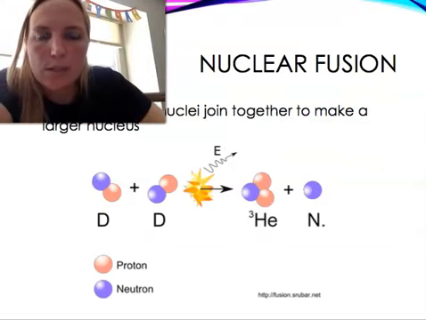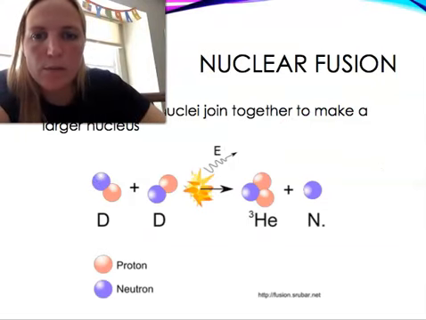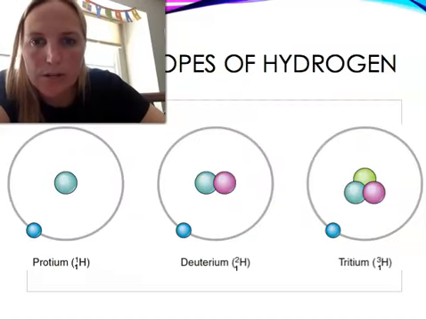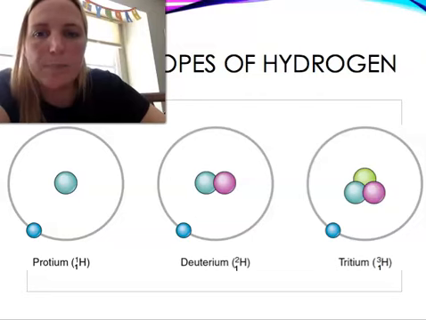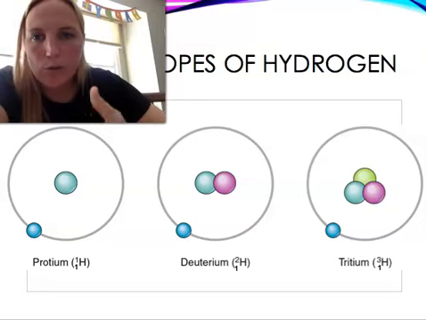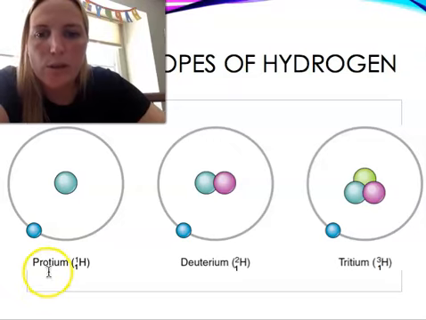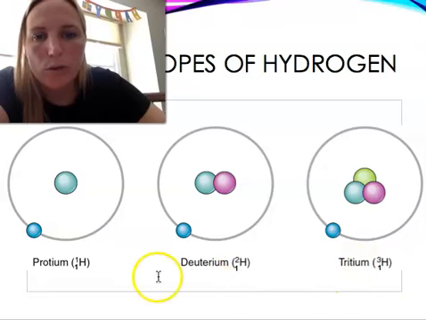All right, so let's explain a little bit more about fusion. Fusion means that you take 2 light elements and you combine them to make a heavier one. So here we have 2 isotopes of hydrogen. This is deuterium combining to form helium. What is deuterium? So deuterium is an isotope of hydrogen. What that means is that hydrogen has different forms, you could say. They all have 1 proton, but they have different numbers of neutrons. So here we have protium, 1 proton, no neutrons. Deuterium, 1 proton, 1 neutron. Tritium, 1 proton, 2 neutrons.